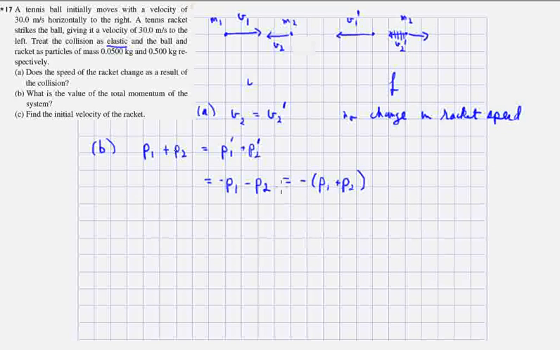Okay, so if a quantity is equal to its negative, the only way that can happen is if P1 plus P2 is equal to 0 kilogram meters per second. And so the value of the total momentum of the system is 0.